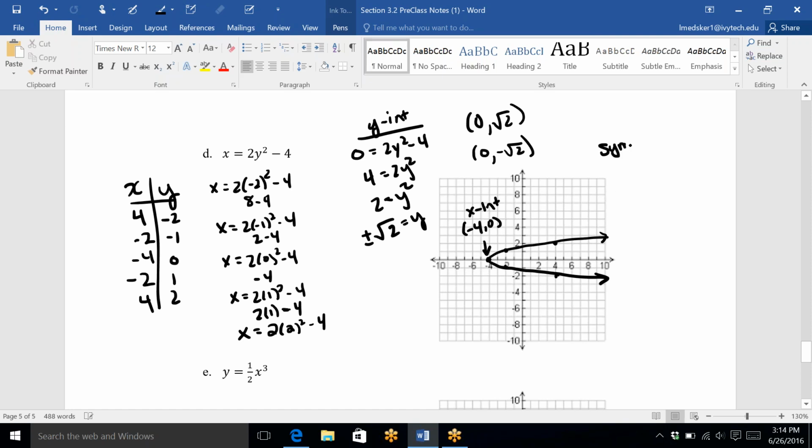And then just looking at the picture, because like I said, that's all you're going to be given in a testing situation, but it's nice to know how to test for symmetry algebraically. This is folded right on the x-axis. So this one is going to have x-axis symmetry.